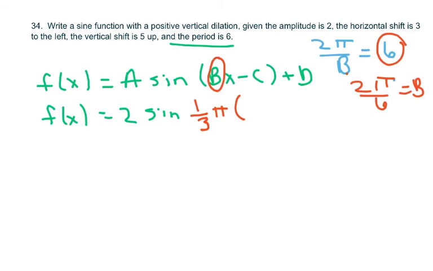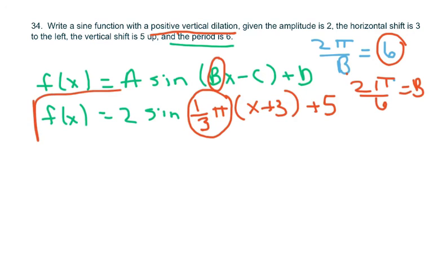Now it shifts to the left, so this is going to be x plus 3, and then it shifts up by 5. All right? So positive vertical dilation just means it's greater than 1, which this is. So we're good to go, and that's our equation.